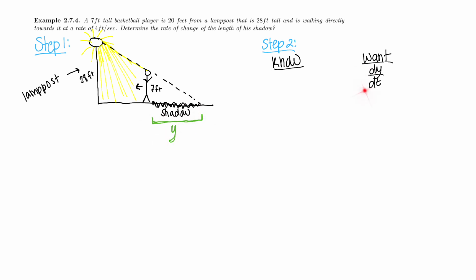Anyway, the rate at which the shadow is changing would be dy/dt, the rate at which y is changing, and y is the length of the shadow. But we have to do something with this 4 feet per second thing. So I'm going to label this distance x. Because this guy is walking this direction at 4 feet per second, I know that this distance is shrinking at a rate of 4 feet per second.